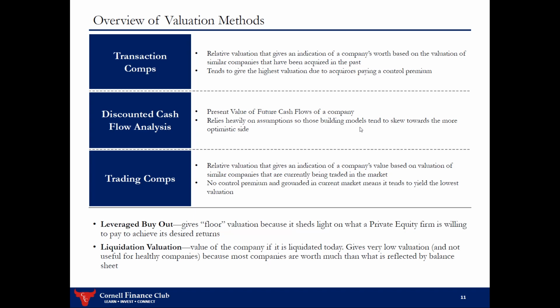And then the bottom two are just other ones that people use. So there's an LBO, or leveraged buyout. This gives a floor valuation because it paints a picture of what a private equity firm is willing to pay to achieve their desired returns. And then there's liquidation value. This is the value of a company if it is liquidated today. Obviously, this gives an extremely low valuation because most companies are worth much more than what their balance sheet reflects, because a business works together using its assets to generate future income. But if you just sold all your assets today, obviously it would be worth a lot less.